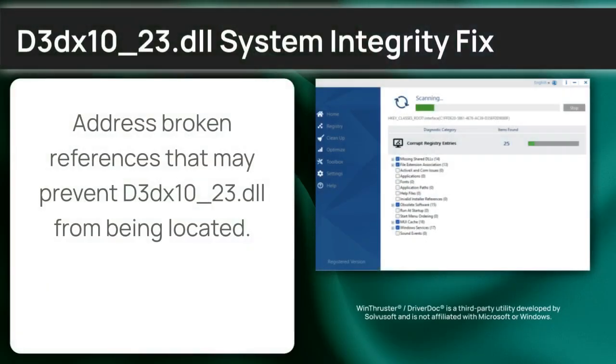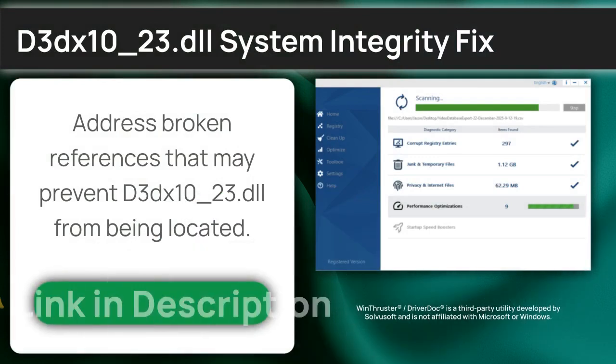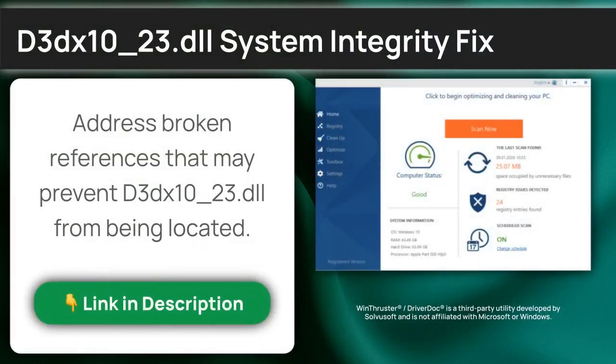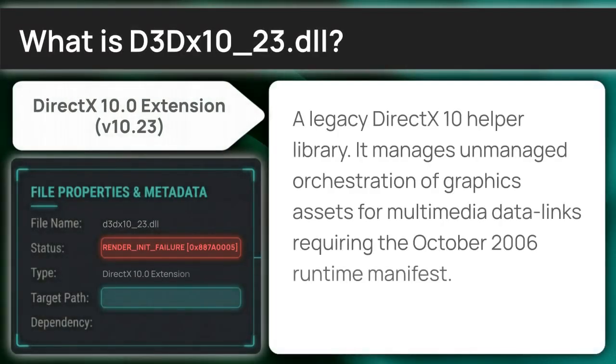As we look at the manual steps for DirectX 10, there is also a diagnostic resource for reviewing your overall system health. This is the DirectX 10 Update 23, a legacy DirectX 10 helper library. It manages unmanaged orchestration of graphics assets for multimedia data links, requiring the October 2006 runtime manifest.